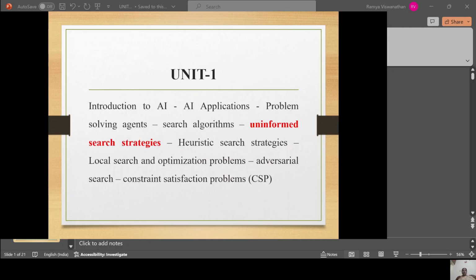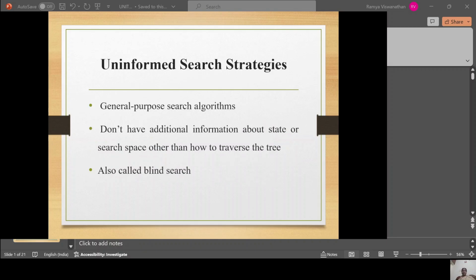networks. In Unit 1, we have topics such as Introduction to Artificial Intelligence Applications, Problem Solving Agents, Search Algorithms, Uninformed Search, Heuristic Search, Local Search and Optimization Problem, Adversarial Search, Constraint Satisfaction Problem. So, Unit 1 as well as Unit 2 deal with artificial intelligence, and Units 3, 4, 5 all deal with machine learning.